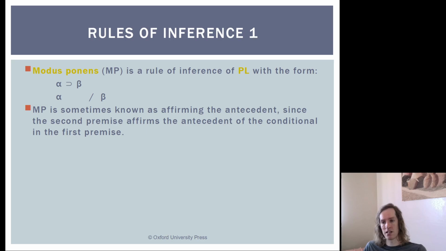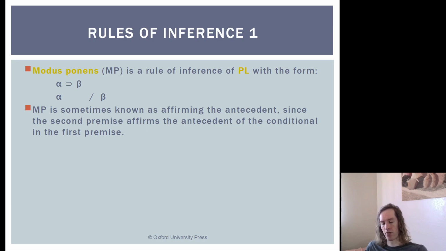So modus ponens is known as affirming the antecedent, since the second premise affirms the antecedent of the conditional in the first premise. So you can see this works pretty simply. We need two things in order to apply modus ponens. First, we need a conditional. Some conditional. Here we have if alpha, then beta. Remember, the Greek letters stand for any well-formed formula. They don't have to be just an A or a B. It could be any well-formed formula on either side of this conditional. It could be very complicated, very simple, any well-formed formula.